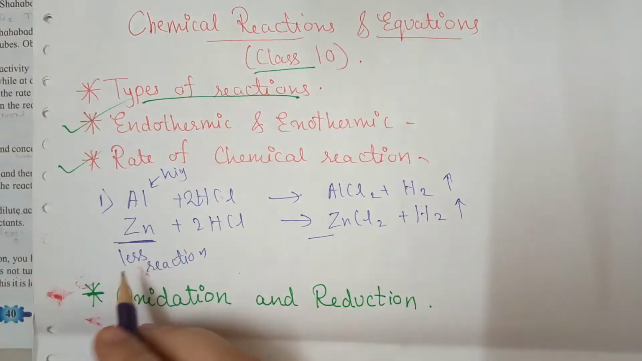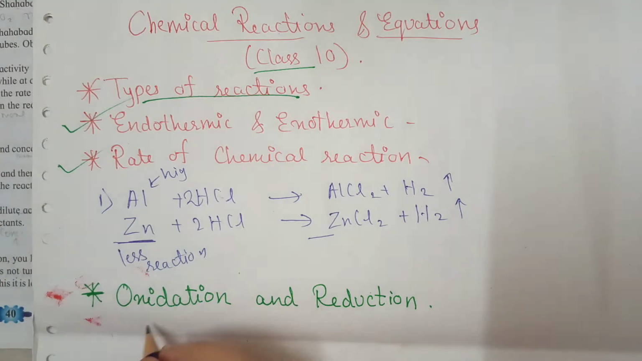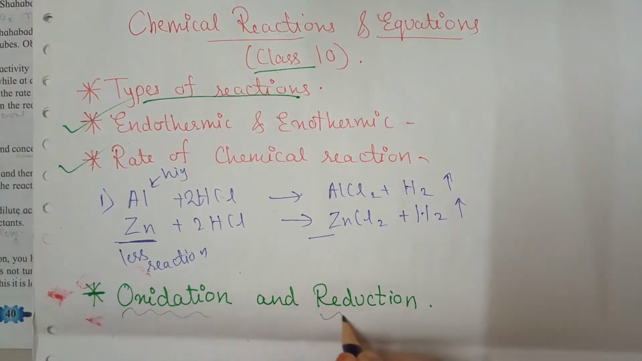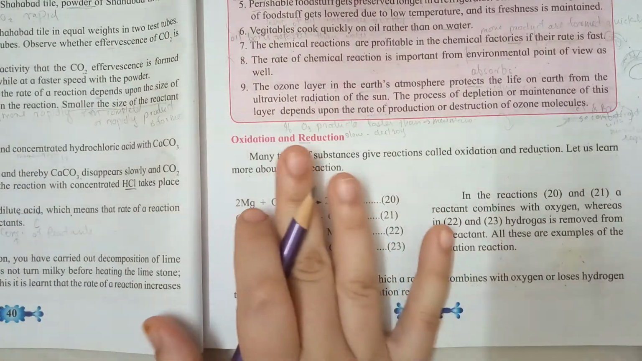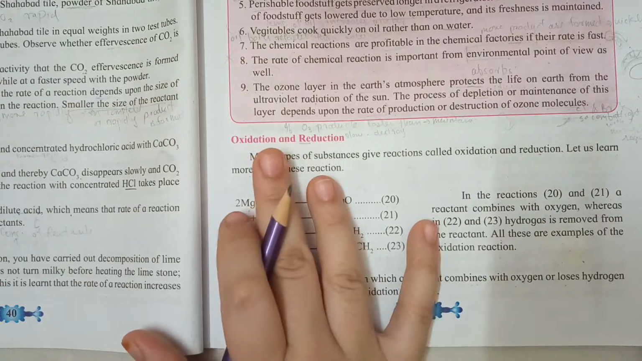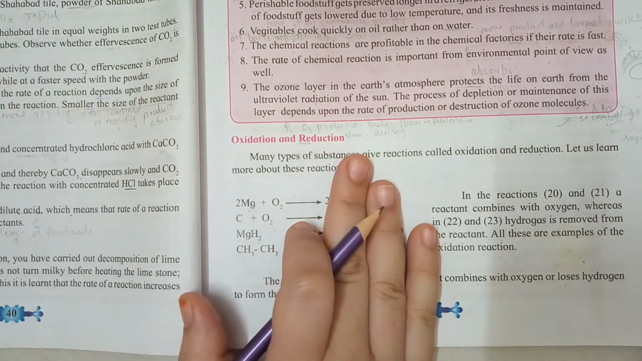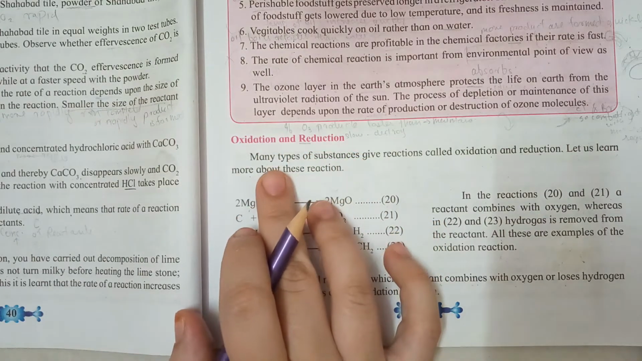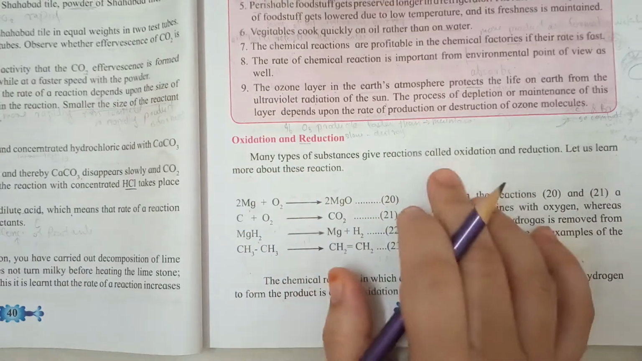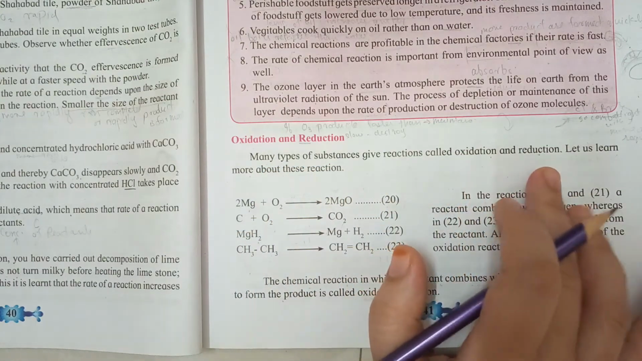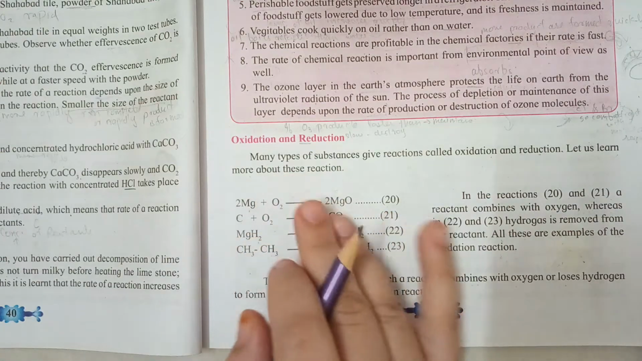Now today we shall study about the oxidation and reduction reaction. Let's see what they are. There are two types of reaction, oxidation and reduction. So let's study one by one. Many types of substances give reactions called oxidation and reduction. Let us learn more about this reaction.